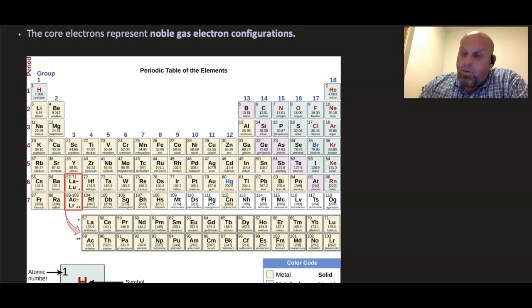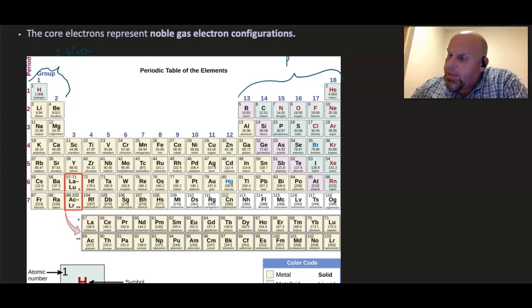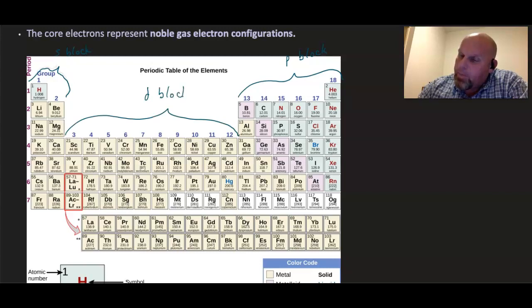So if I look at a periodic table, I have to think of these 2 groups over here as the S block. Okay, and I'm going to think of this portion of the periodic table here as the P block. Okay, and then for right now, we'll just finish up with the D block, and the D block would be this location here.